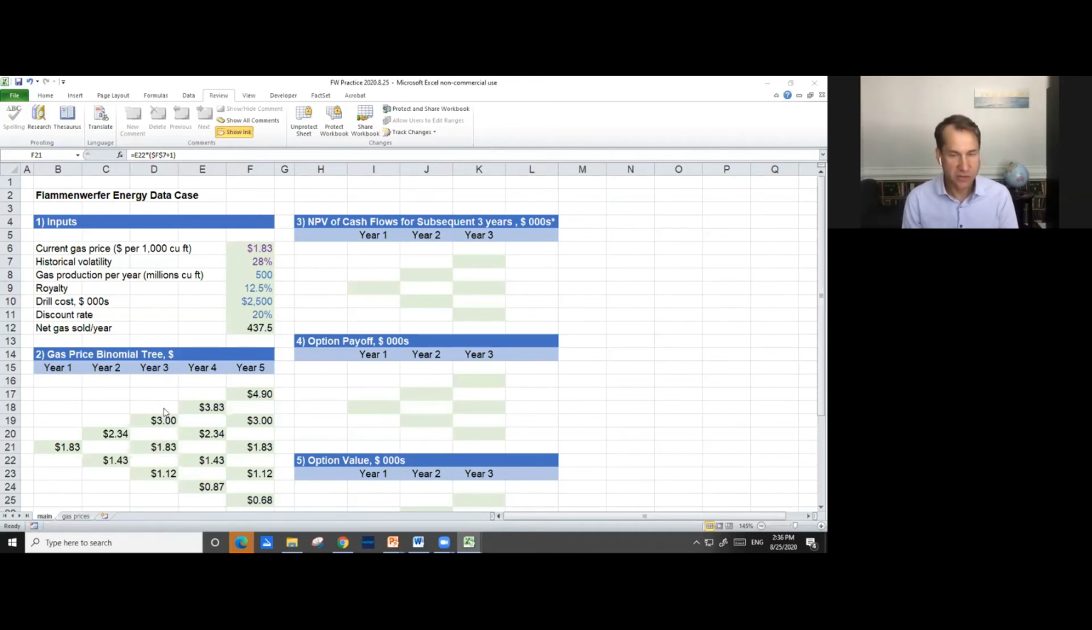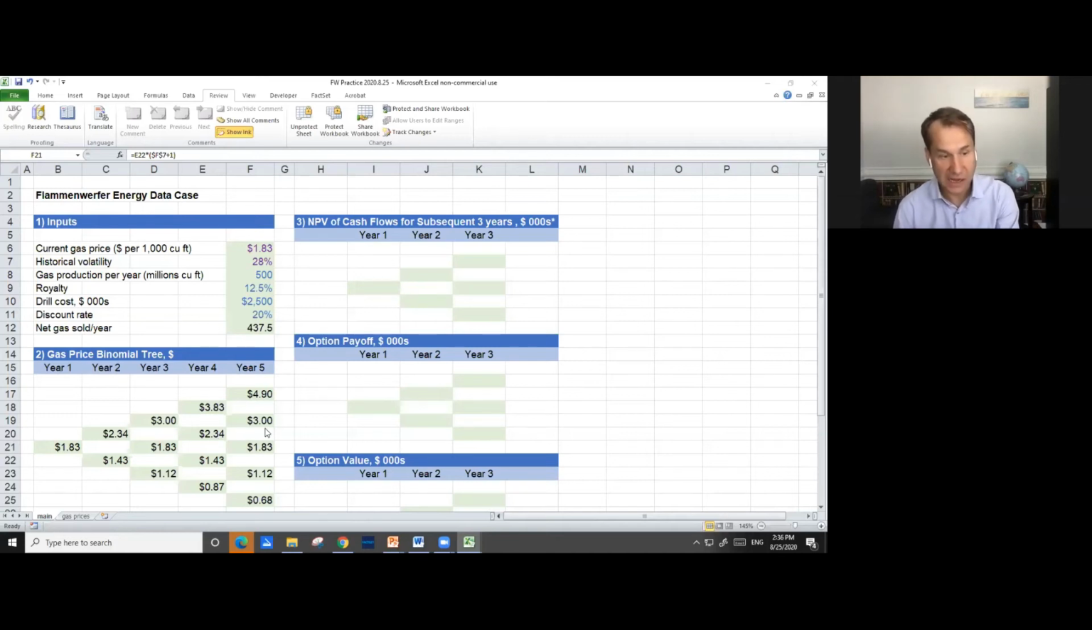So the cash flow in year 3 would be the initial investment, 2.5 million negative, plus gas sold, 437 million cubic feet times the $3 price. So that's the cash flow in year 3. In year 4, it's the same amount of gas produced multiplied by the price, and the expected price for year 4, if we are in this up and up scenario, in the $3 scenario in year 3, then in year 4, the expected price is the average of 3.83 and 2.34, assuming the probability of going up and down is the same.